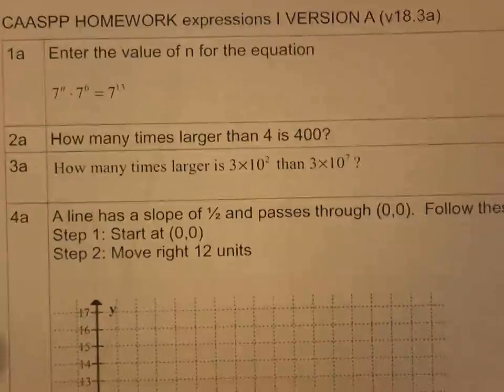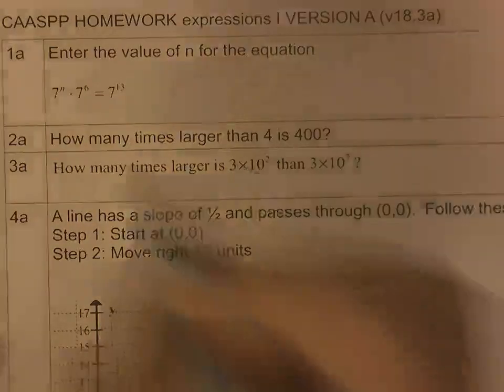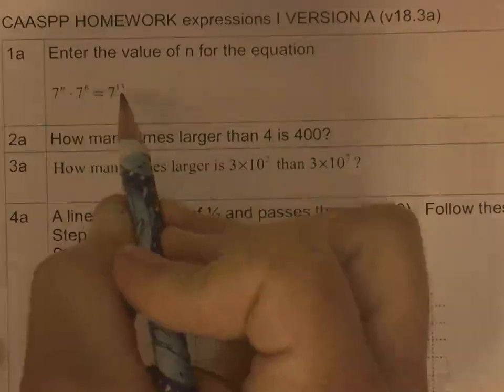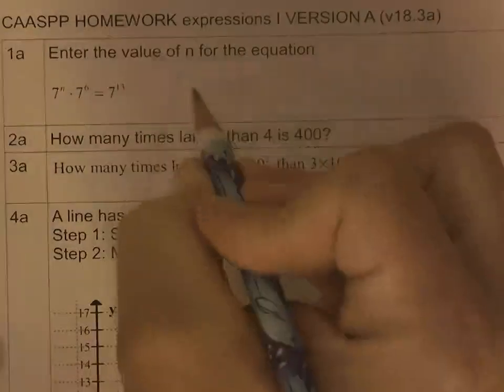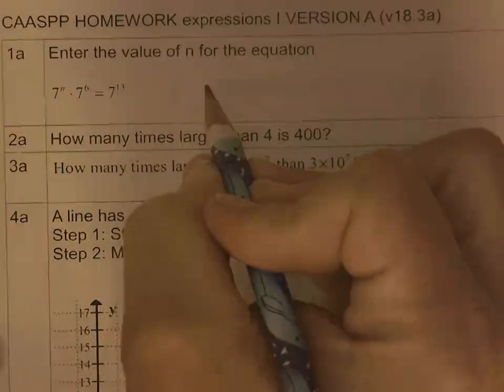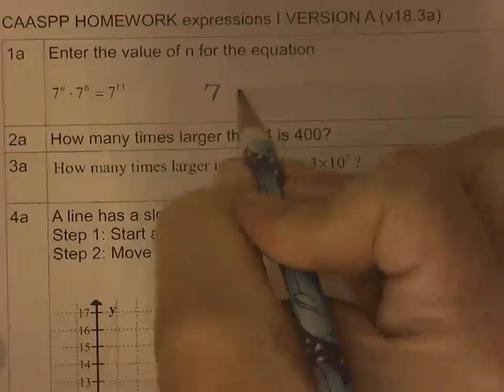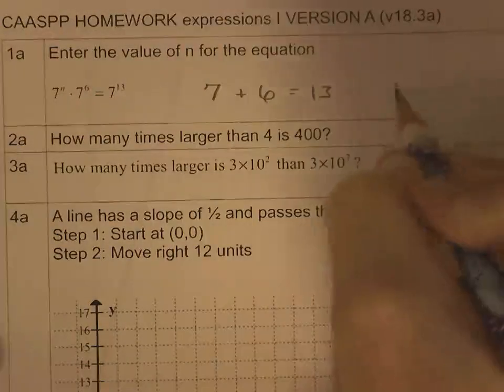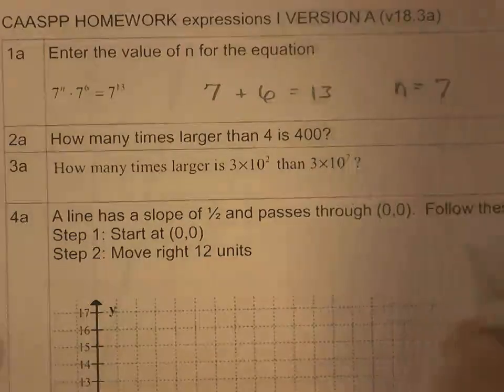Let's see. So here's our first one. Enter the value for n for this equation. Well, I know that this is a base add, so n plus 6 has to equal 13. So that would be, what's that, 7? 7 plus 6 equals 13, so n would have to be 7 to make that work.